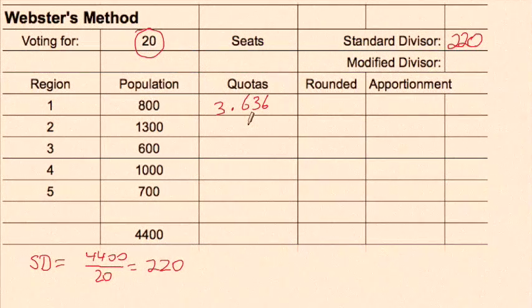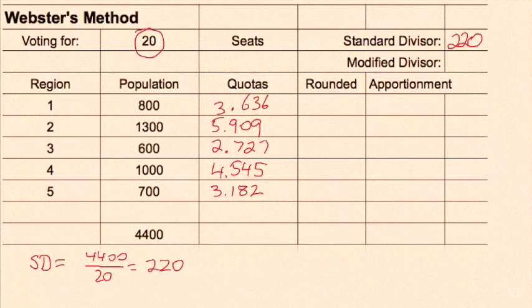3.636. 1300 divided by 220 is 5.909. 600 divided by 220. Since the number is 220, you get these neat little patterns: 2.727, 27, 27. 1,000 divided by 220 is 4.545. And 700 divided by 220 is 3.1818. Well, 3.181, or 3.182 if you round it.